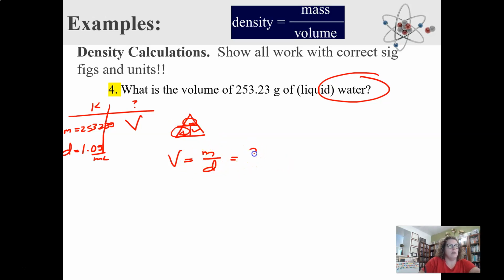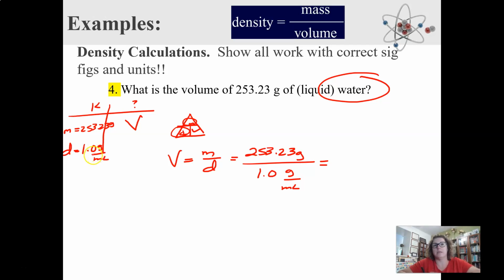So my mass is on top, 253.23 grams, and I know my density is 1.0 grams per mil. And before I go on and plug this in, and honestly I don't even need to plug it in because it's the number divided by 1, but sig figs. When it comes to values that have a constant, we don't do 1 sig fig. The true value for density is 1.0.